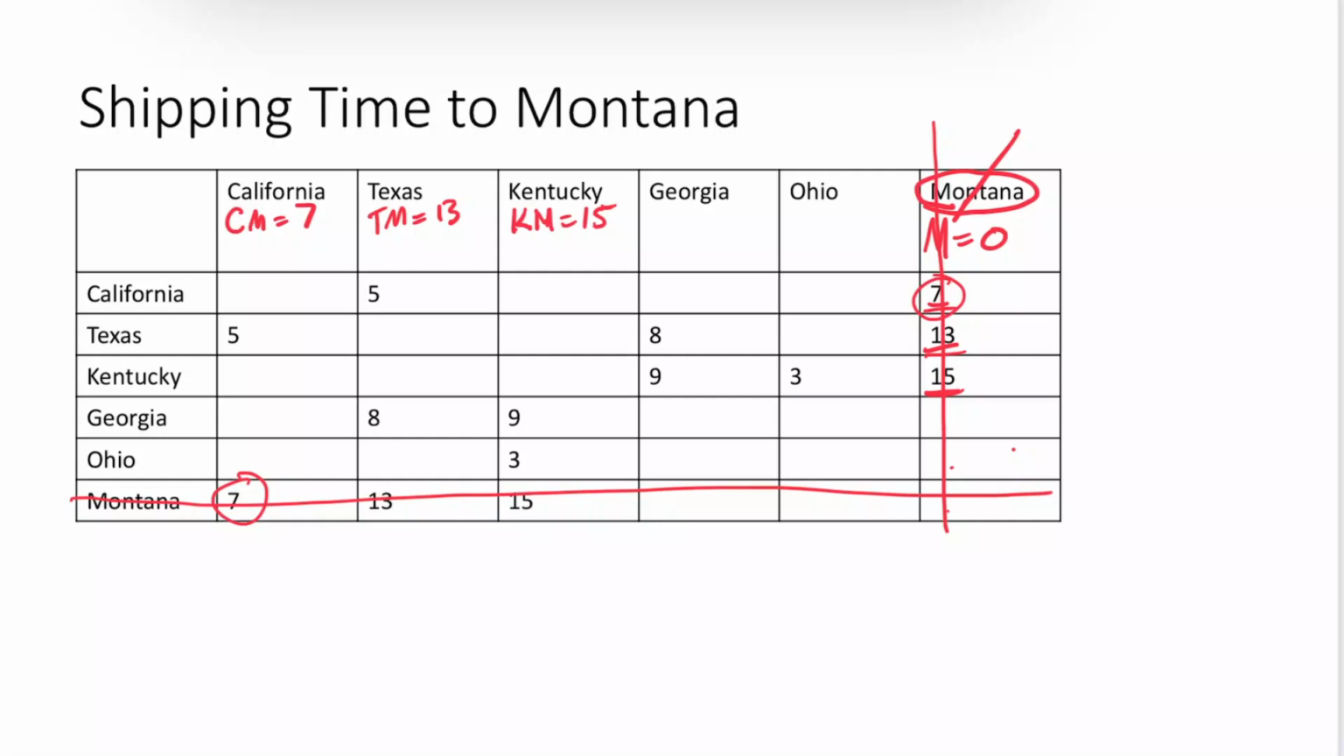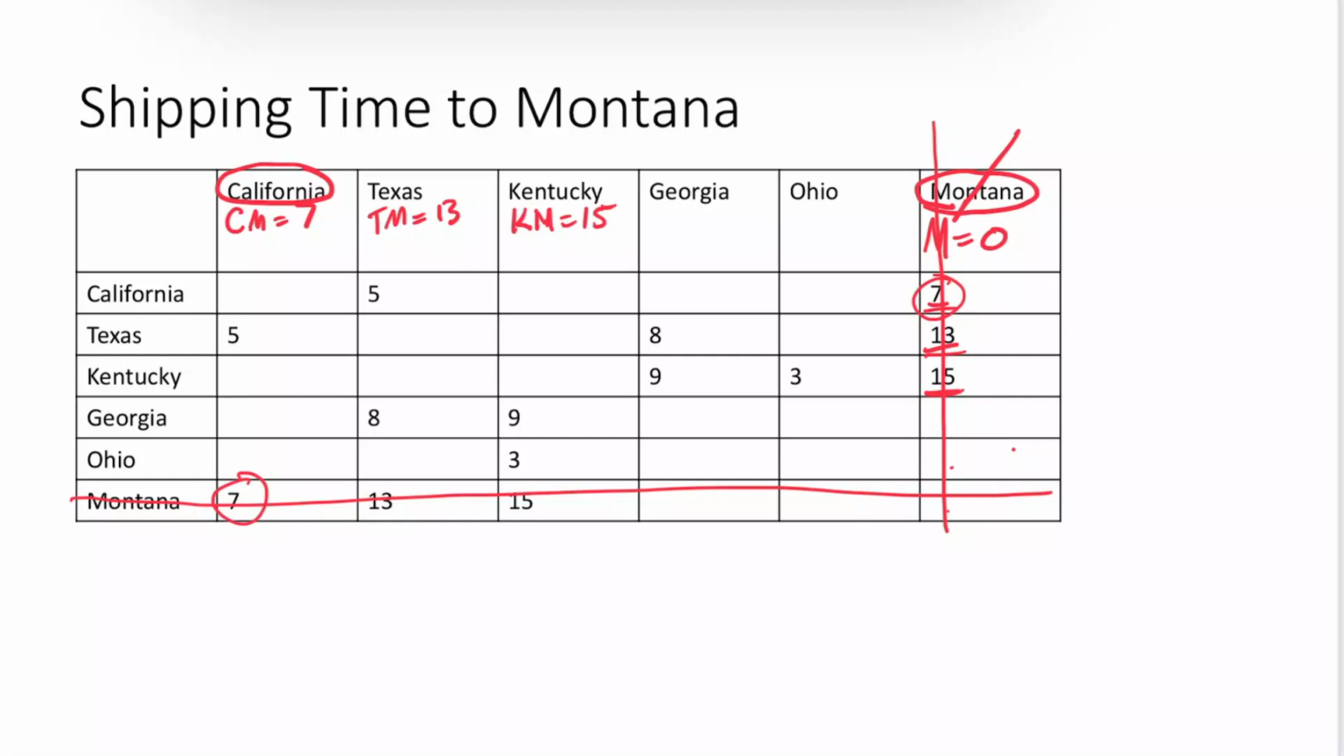So the next current vertex is going to be the one with the smallest distance. So it looks like it's going to be California. And I say, okay, well, what vertices are adjacent to California that I haven't already visited? California is adjacent to Montana, but I've already visited Montana and crossed it out. So the only other one that it's adjacent to is Texas.